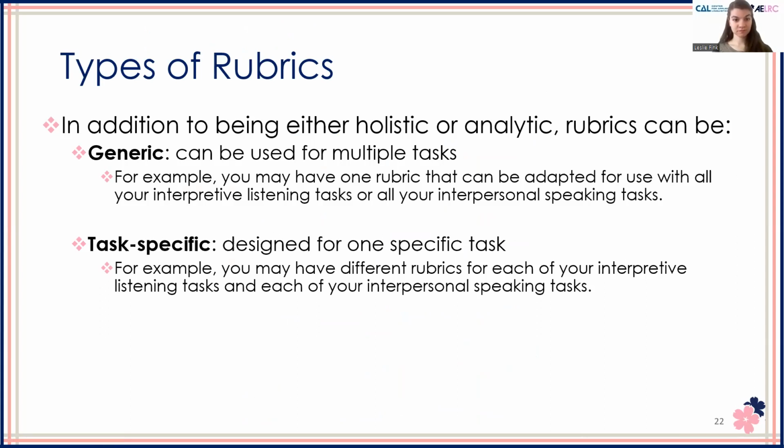A task-specific rubric, on the other hand, is designed for one specific task. For example, you may have different rubrics for each of your interpretive listening tasks and each of your interpersonal signing tasks. Another example would be presentational writing. So if your students write a newspaper article, you may use a different rubric than if they write a tourist brochure, even though those are both presentational writing tasks.